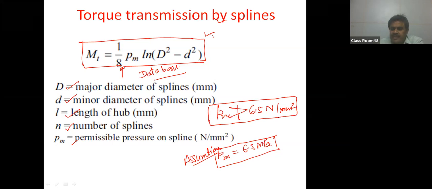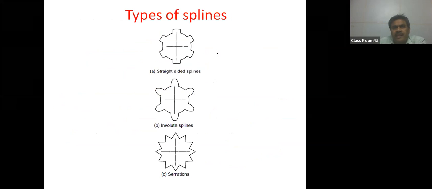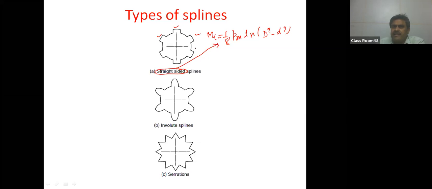Let's talk a little about the types of splines. So there are three types of splines. First one is straight sided. The formula we have just derived, Mt equal to 1 by 8 Pm ln d square minus d square, we have derived for the straight sided splines. This is straight sided. All the sides are straight. So it is a straight sided spline.